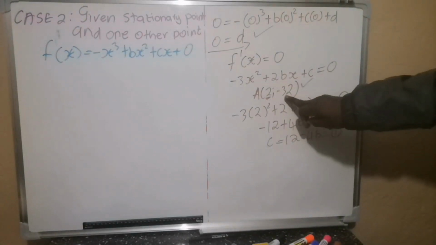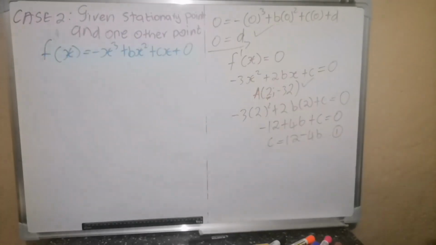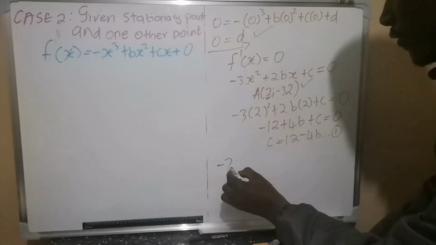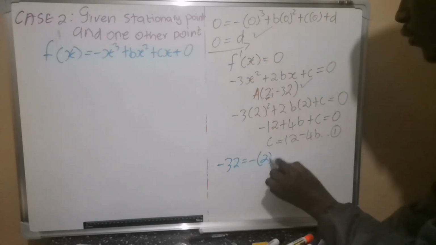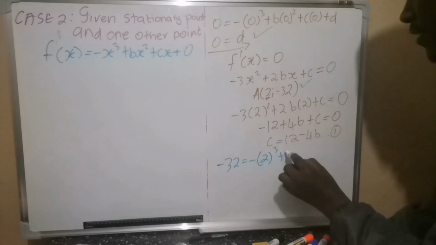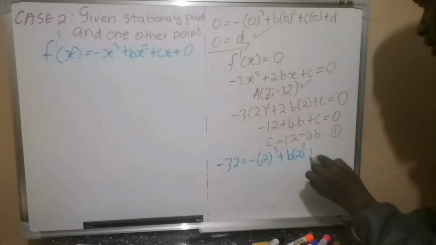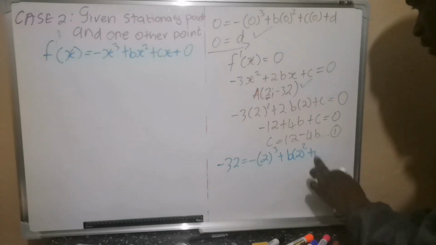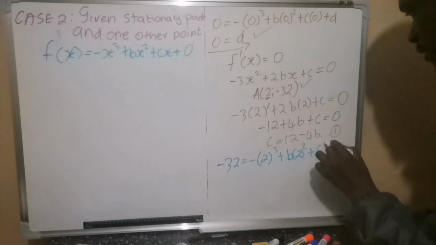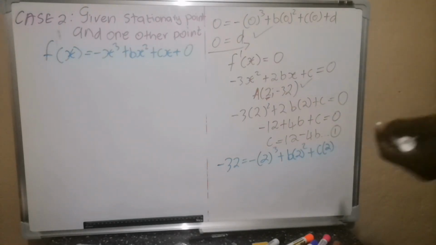So where I see y, I put in negative 32. Where I see x, I put in 2. That's what I'm going to do. So I'm going to have negative 32 equals negative 2 cubed plus b times 2 squared plus c times 2, plus 0. That 0 does not matter.